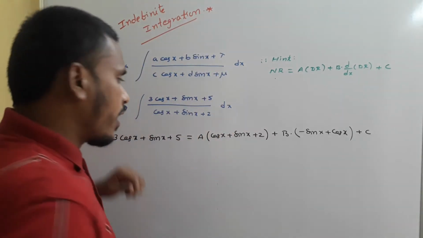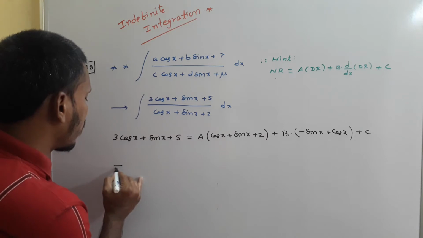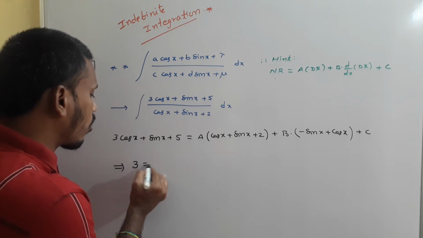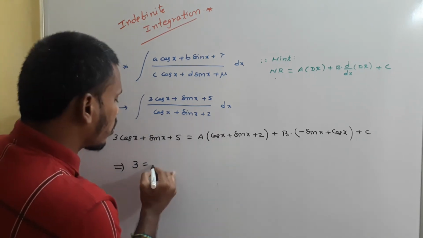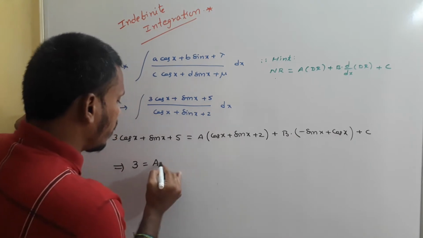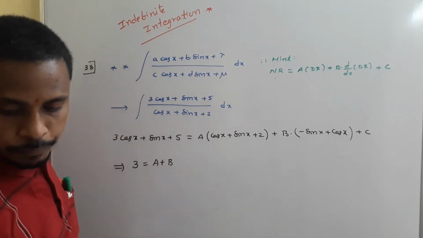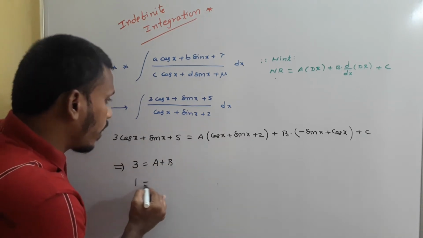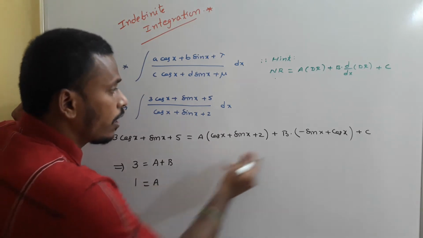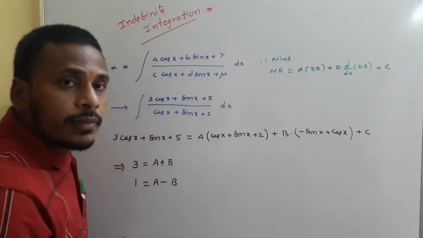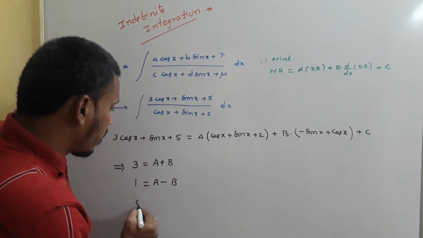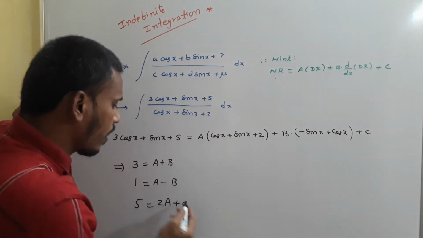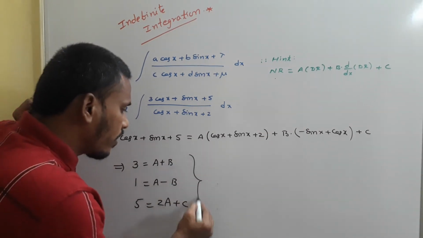Now you just observe both sides. Think about the coefficient of cos x as well as the coefficient of sin x along with the constant. On the left side, the coefficient of cos x is 3. On the right side, the coefficient of cos x is a from the first term and b from the second, so a plus b equals 3. Then the coefficient of sin x: on the left it is 1, and on the right it is a and minus b. Then the constant: on the left side it is 5, and on the right, 2 times a is 2a, plus c. We need to solve this to get the values of a, b, c.